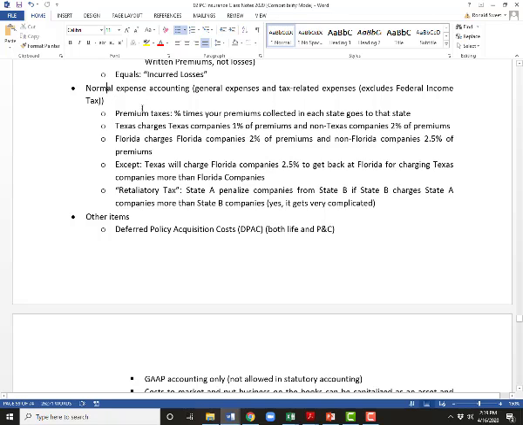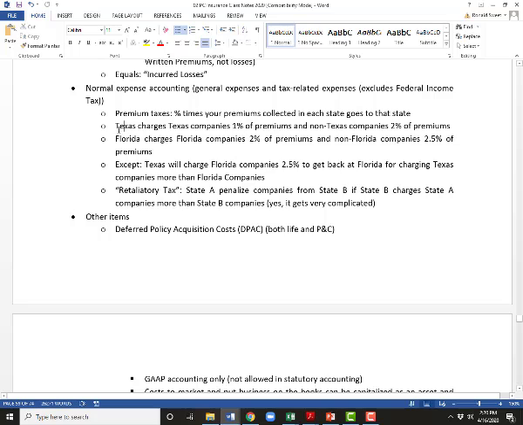The expenses for statutory are very similar to those with GAAP. They do depreciation. They do accruals. One unique expense that they have is premium tax. We talked a little bit about that before, but that's a fairly hefty expense for most insurance companies. It's usually 1 to 2% of premiums, so it's a significant number. And they do break that out in their financials, so you can see it.